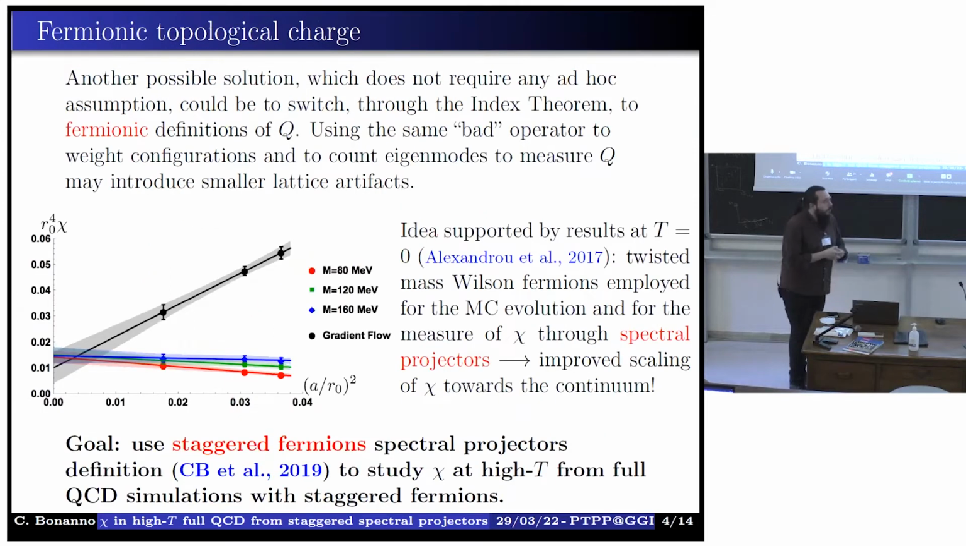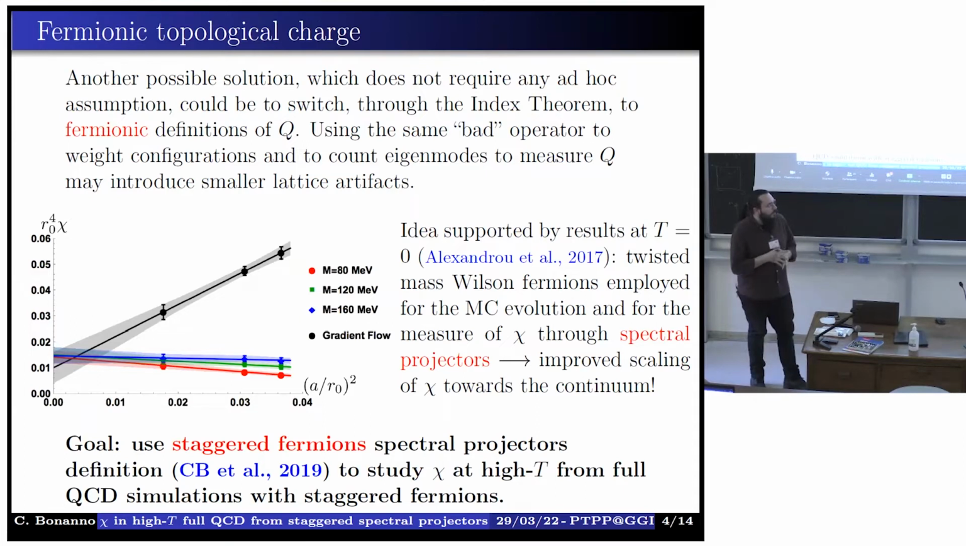But another possible solution, which doesn't require any ad hoc assumption, could be instead to change our definition of the topological charge, which is usually defined, as you all know, in terms of the gluon fields on the gauge link variables. Using a sort of index theorem on the lattice, we can define a fermionic definition of Q. The naive idea behind this approach is that if we use the same operator to weight configurations and also to count eigenmodes to compute Q, this may introduce smaller lattice artifacts.